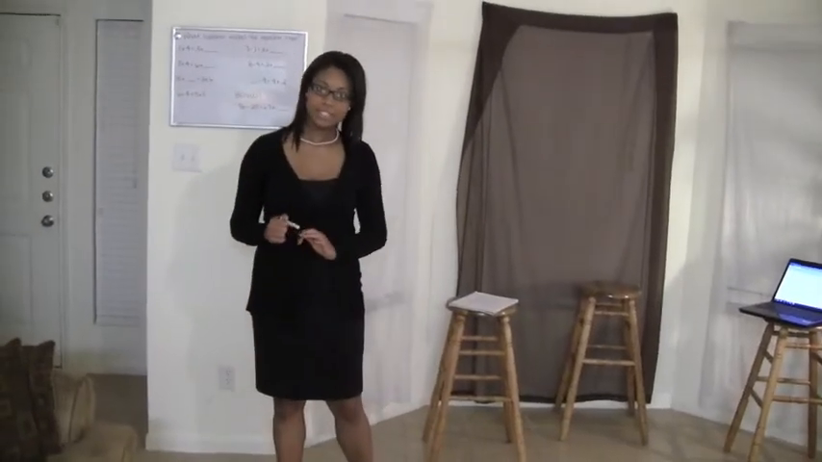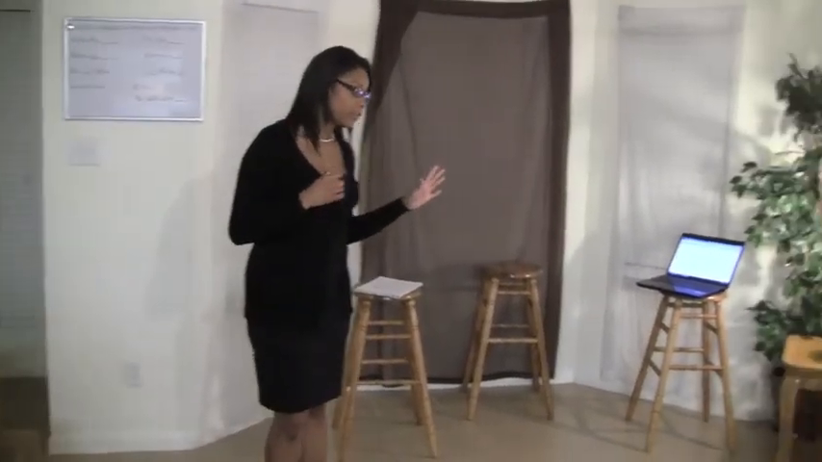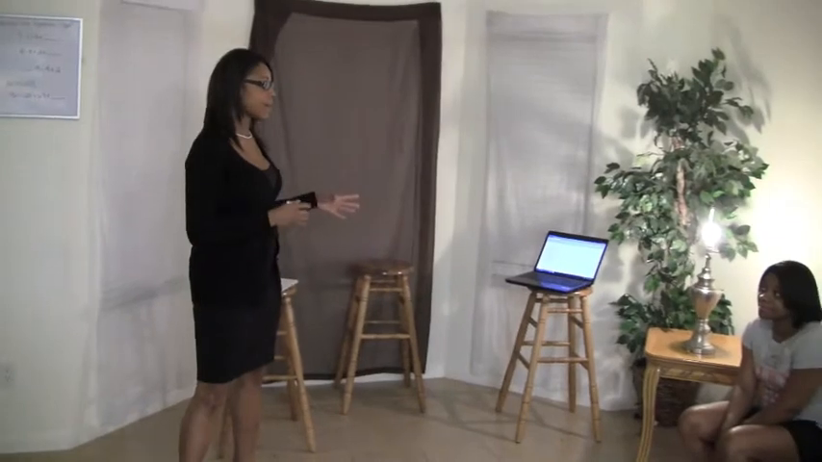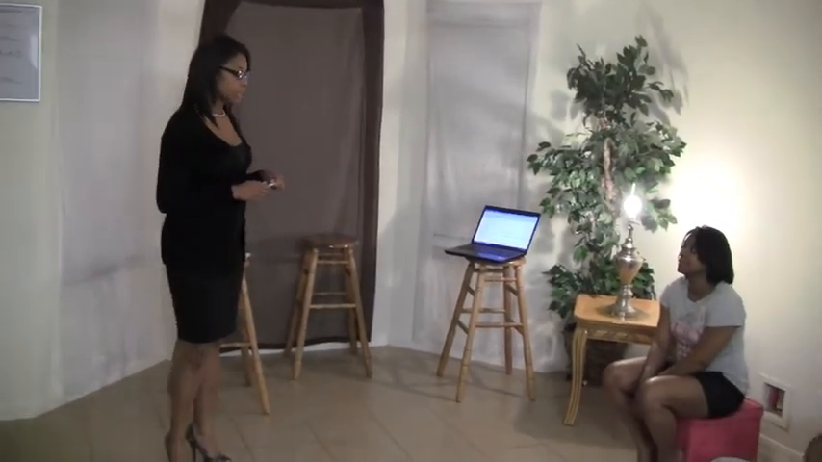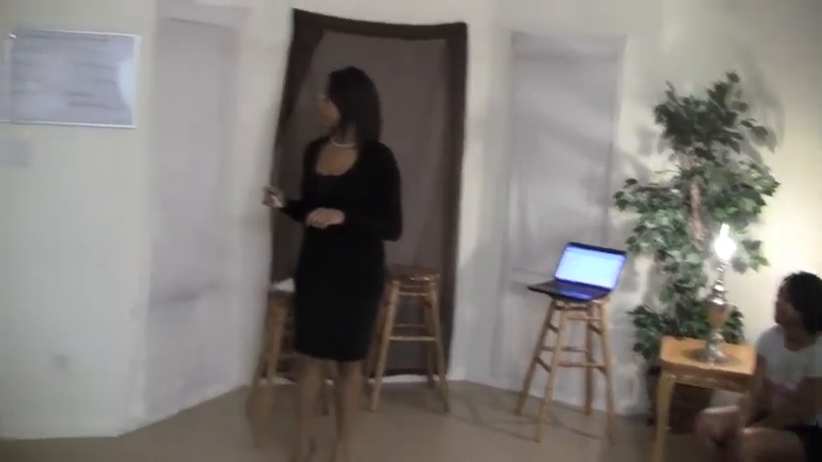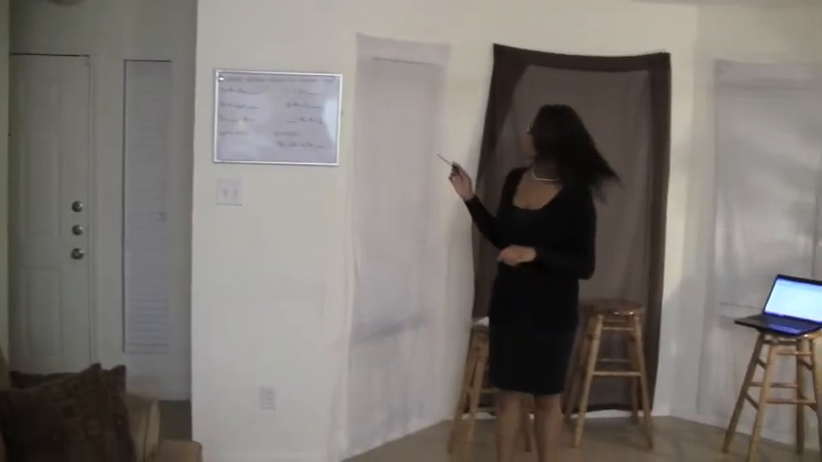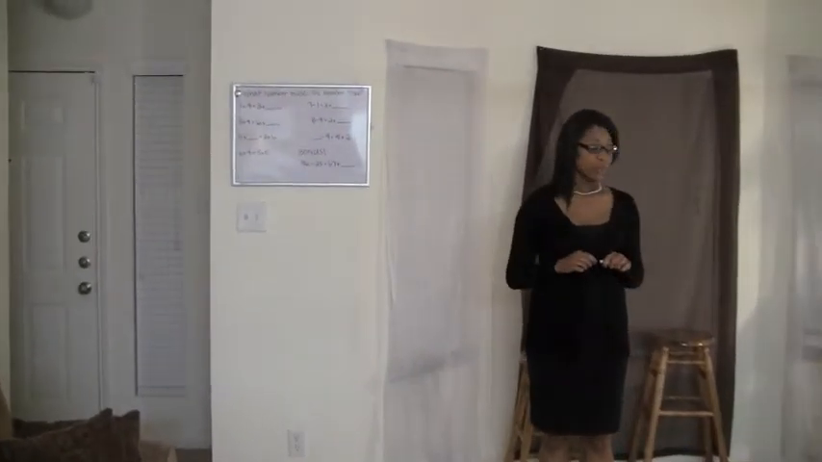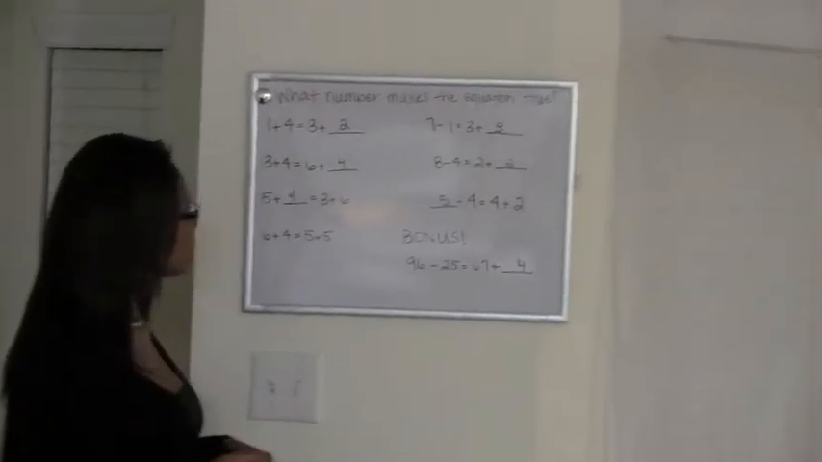Good afternoon, class. This week we have been going over equations, learning how to balance out an equation. Today we're going to start the class period off with a game called What Number Makes the Equation True? If I can have a volunteer come to the board and write out the equation, we're going to go over her answers.